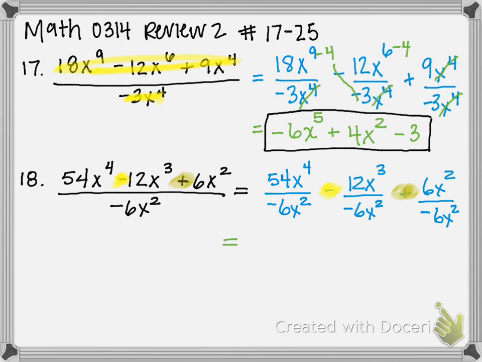So if you just handle the numbers, 54 divided by negative 6, that is negative 9. And x to the 4th divided by x squared, we'd subtract those exponents and get x squared. We have a negative 12 divided by a negative 6, which would give us a plus 2. X cubed divided by x squared would be x to the 1st, which we can write as just x. And then 6 divided by negative 6 is a negative 1, and the x squareds cancel out.